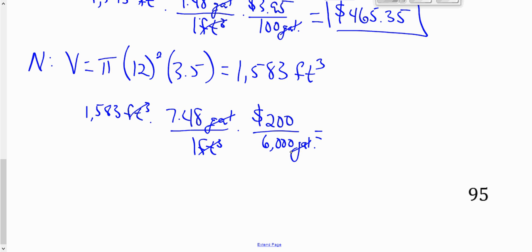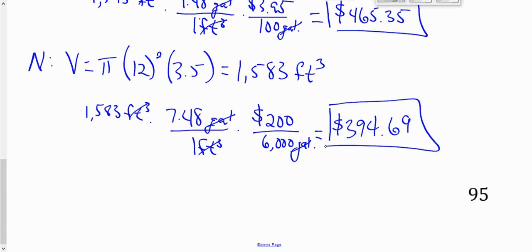Try it now. Did you get 134.79? Huh? I didn't have one at 394. Wait, let me double check. 394. So I copied something wrong. So it's $394.69. Now we have to answer the question, don't we?